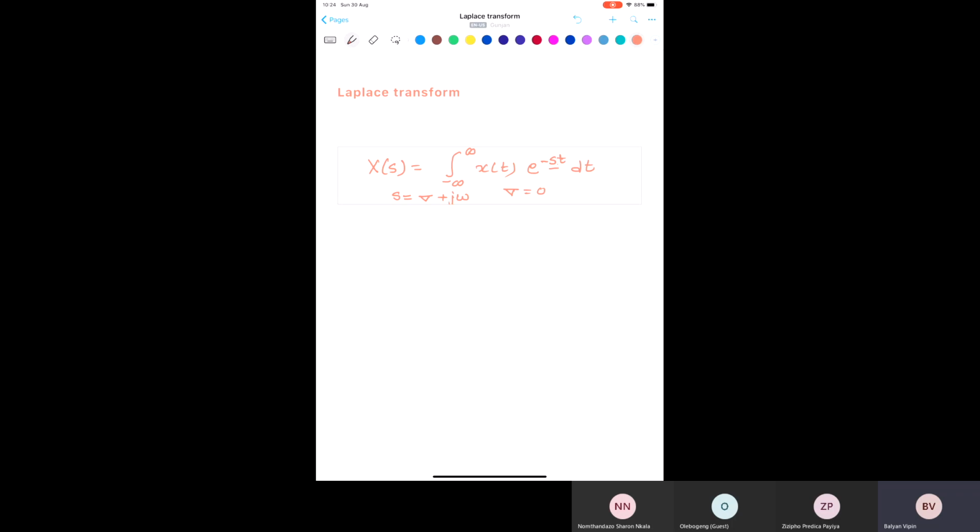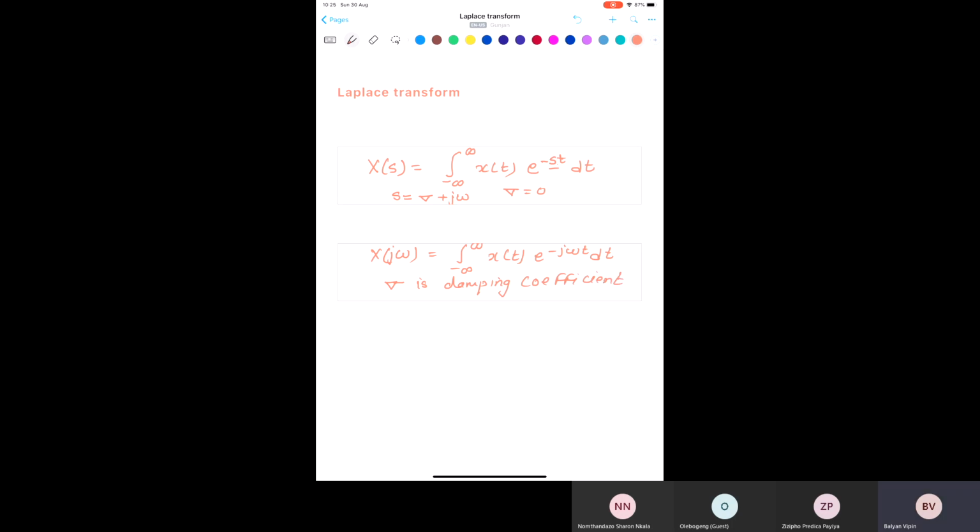So sigma is 0 means that this is X of j omega, equal to the integration from minus infinity to infinity of x of t, e raised to the power minus j omega t, dt. So these two things are the same. Now what is this sigma? Sigma is basically your damping coefficient.